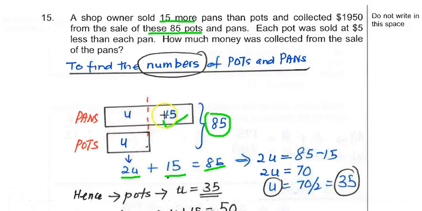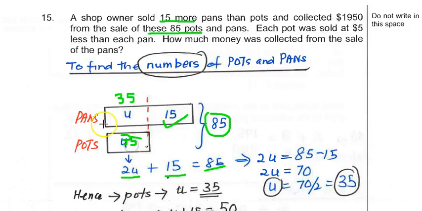2U plus 15 gives you 85. You do the equation. Find 2U. 2U is 85 minus 15. 2U is 70. U is 70 divided by 2, which is 35. It means this part is 35. This part is also 35.